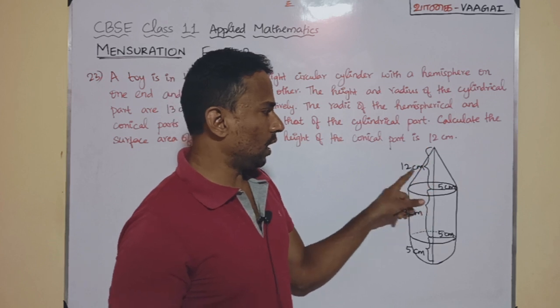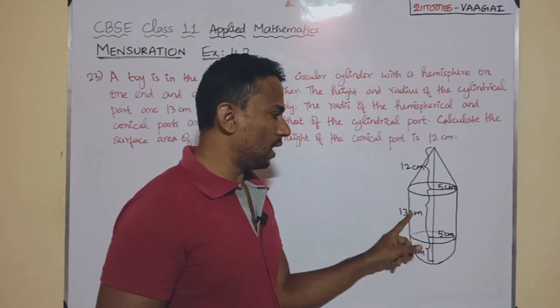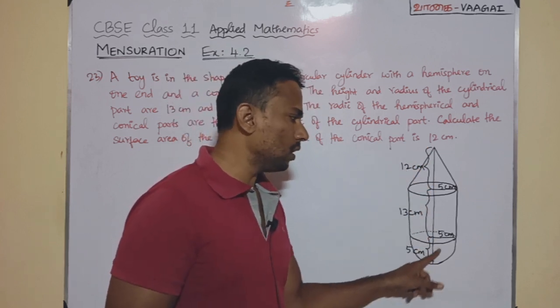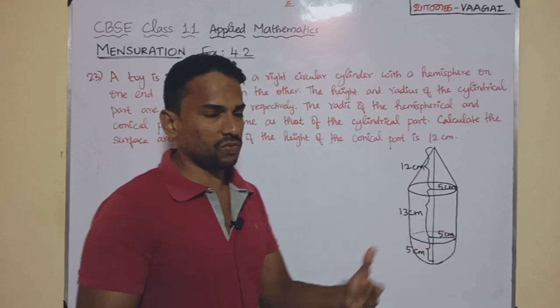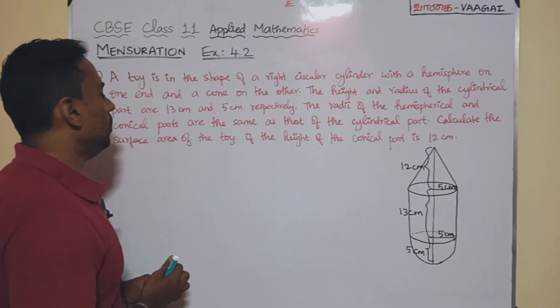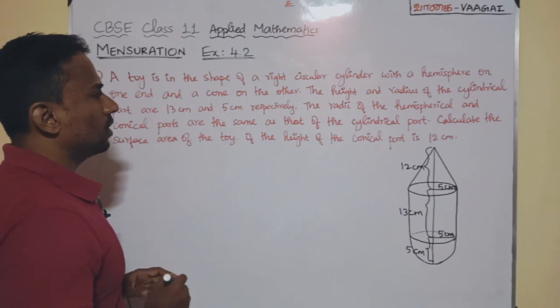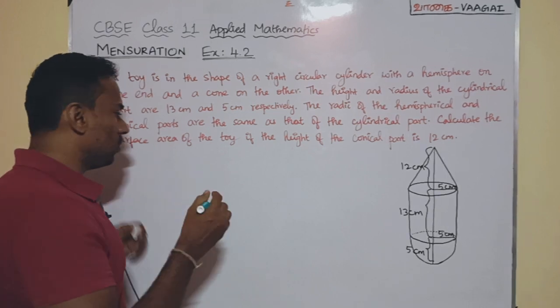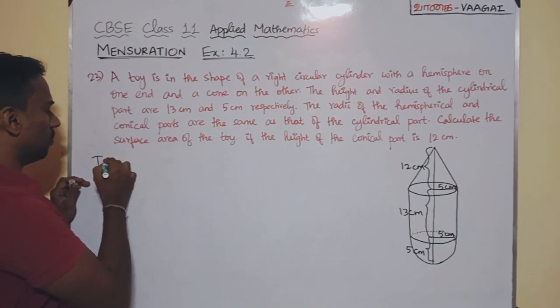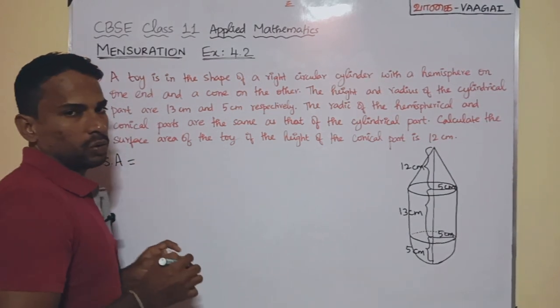So for the cone, height is 12 centimeters. For the cylinder, the height is 13 centimeters. For this hemisphere, the radius is 5 centimeters. And in fact, for the cone and cylinder also, the radius is 5 centimeters only. Now all the things are clear. Finally, what we need to find here is the surface area. That means we need to find the total surface area of this solid. This is going to be the question.